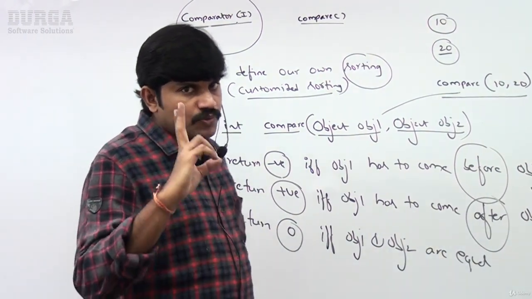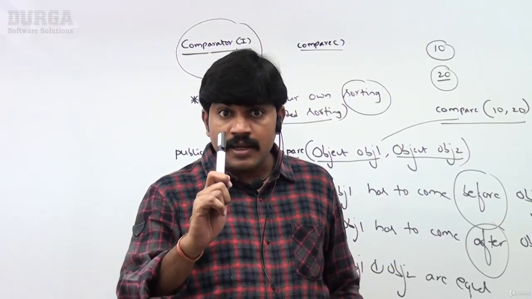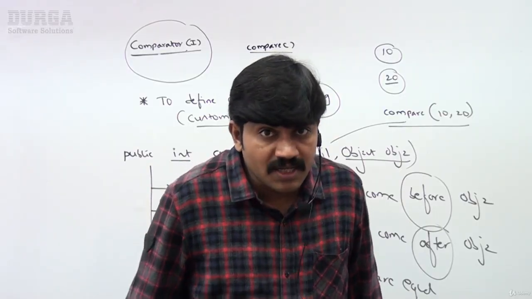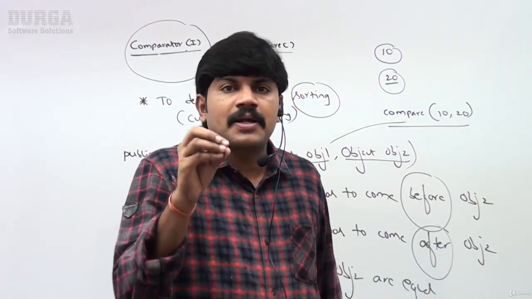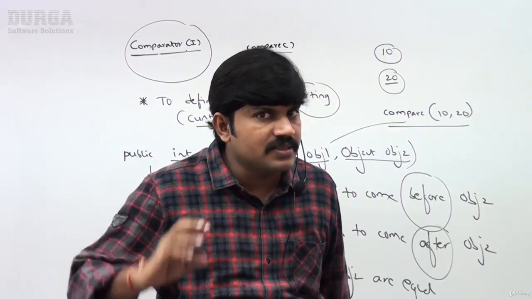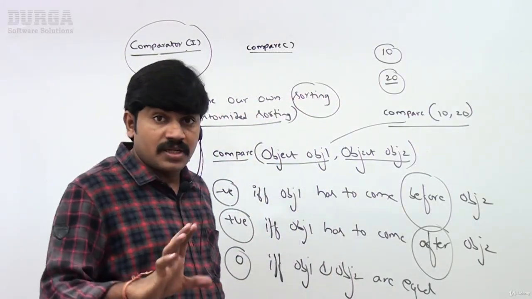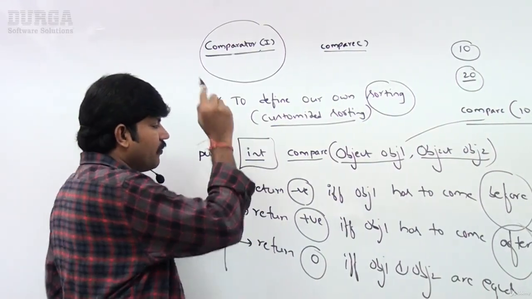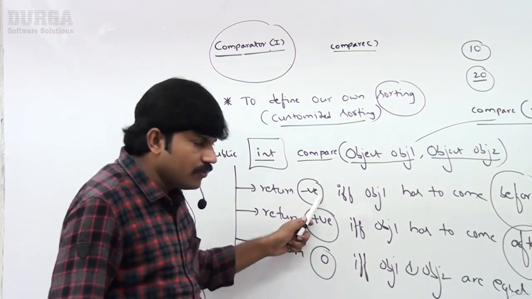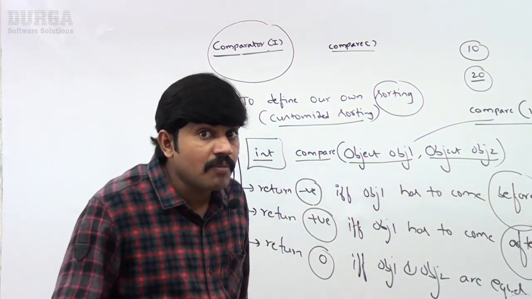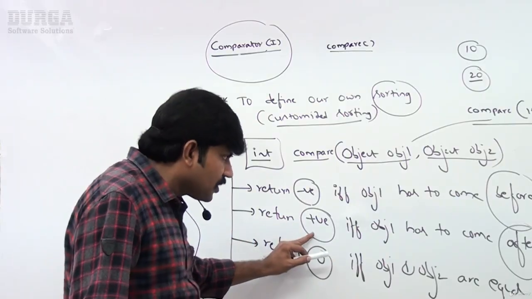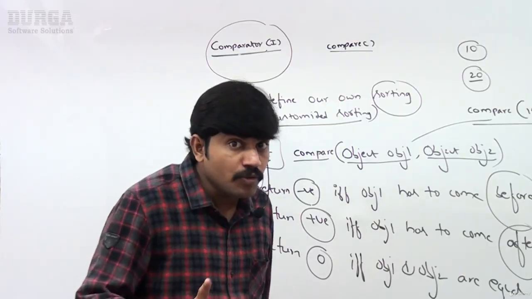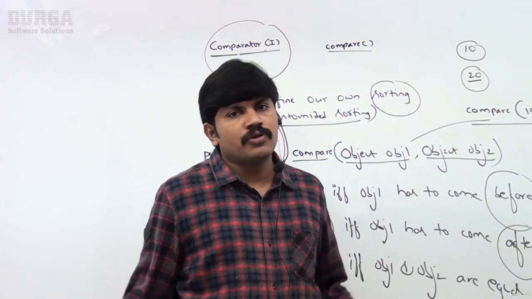Remember, these words are very, very important. First, Comparator interface contains a single abstract method, and that is the compare method. Because it contains a single abstract method, Comparator is a functional interface. The compare method's return type is int. Return negative if and only if obj1 has to come before obj2, return positive if and only if obj1 has to come after. Positive means after, negative means before, and return 0 if both are equal.